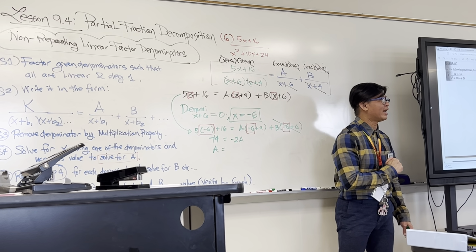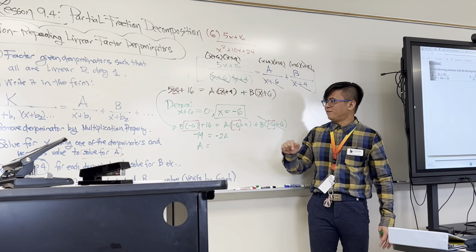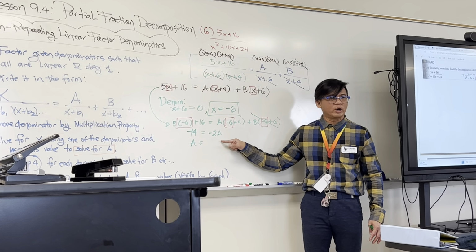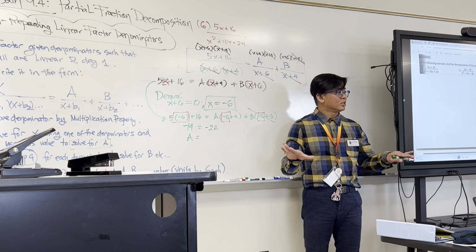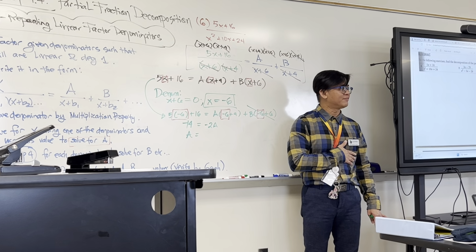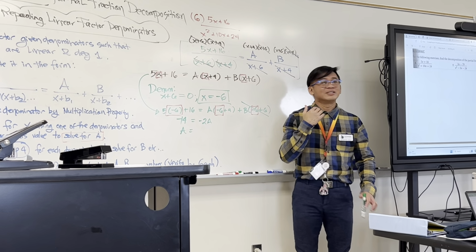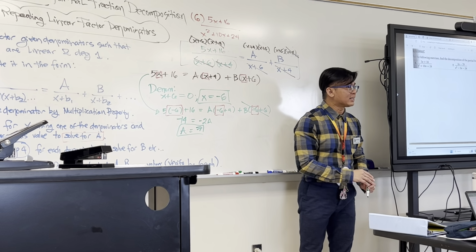Anyways, what's our a value for such? Okay? What you got? Emma? Negative 14 equals negative 2a. What do you do on both sides? Divide by negative 2, right? And what's that going to be? Negative 14 divided by negative 2? 7. Positive 7. Very good, right? So leave it as it is.